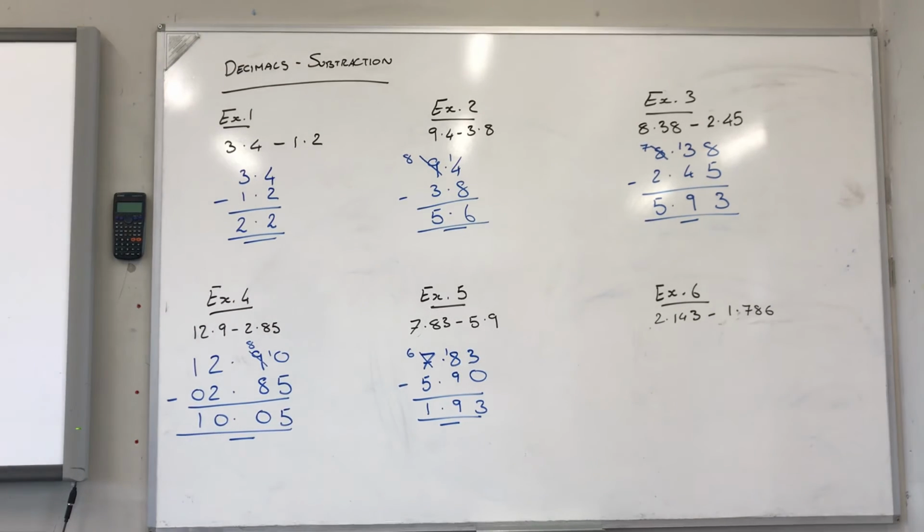So yeah, again, set it up, change the 5.9 into 5.90 just to make sure I don't get confused. 3 minus 0 is 3. Cannot do 8 take away 9, so I borrow, and so I get 18 take away 9, which is just 9 tenths, and then 6 take away 5 is 1.